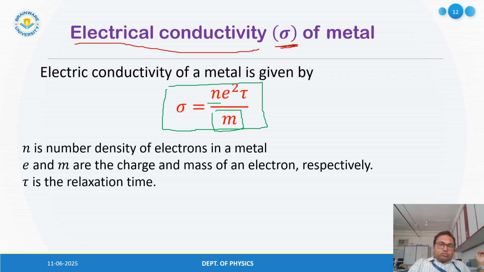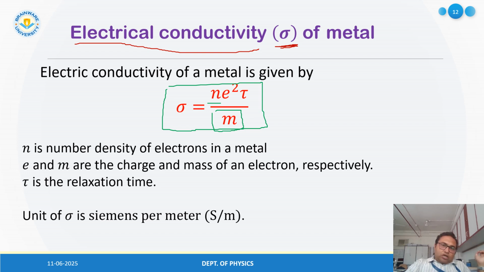Now this is important: what is the unit of sigma? What is the unit of electrical conductivity? We call it Siemens per meter. Siemens is symbolized as capital S, per meter.